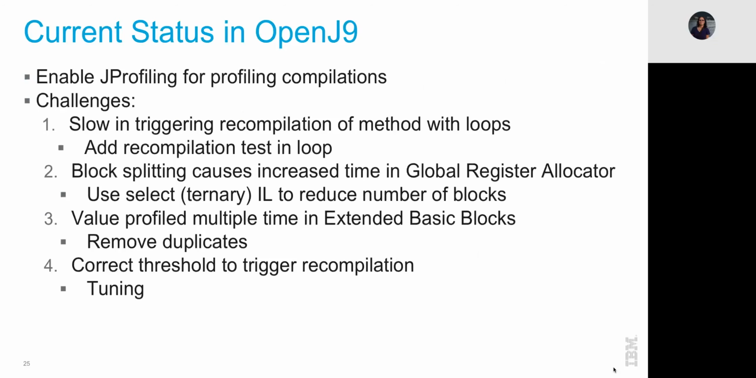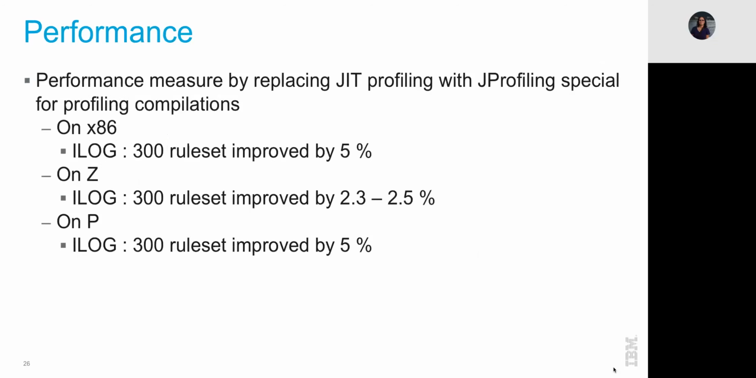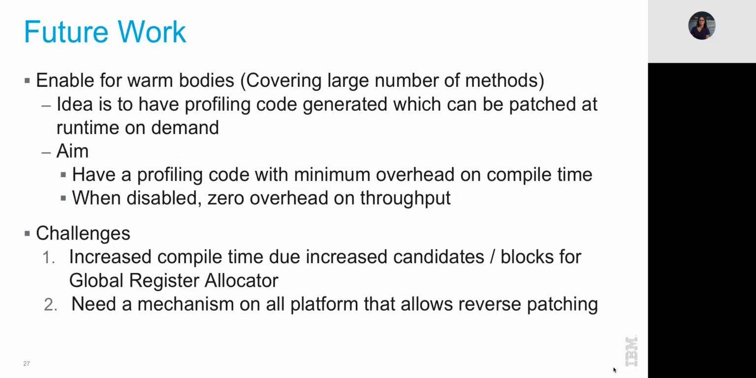Performance results: I have just put out the numbers of iLog. On x86 and on Power, the iLog 300 toolset improved by 5% when we switched from JProfiler to JProfiling, while on Z it improved by 2.3 to 2.5%. Future work: we want to enable this infrastructure for warm bodies, and we basically want to have this profiling instrumentation code for a large number of bodies.